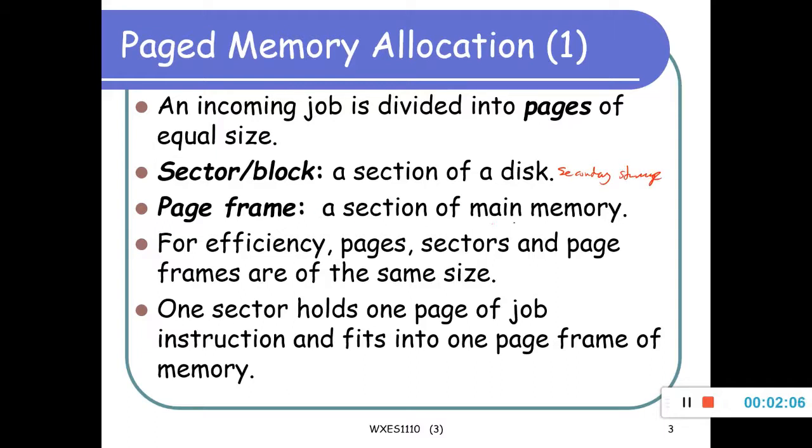Page frame: a section of main memory, in our RAM. Secondary storage can be a hard disk, HDD, or a solid state drive, SSD. For efficiency, page sectors and page frames are of the same size. For this course, we just assume that the sectors and the page frames are of the same size. One sector holds one page of job instruction and fits into one page frame of memory.